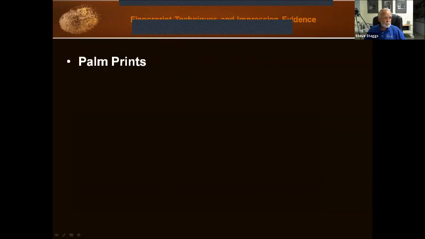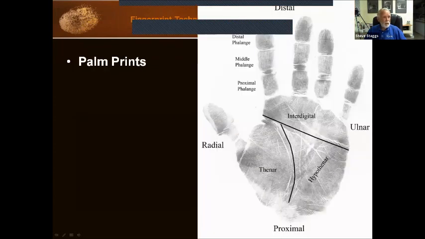Palm prints. All right. So palm prints, like fingerprints, have certain predictable tendencies that can be very helpful when comparing. So we don't just compare the fingertips, but we can also compare ridge detail from the fingers and from the palms, as well as the soles of your feet and your toes.